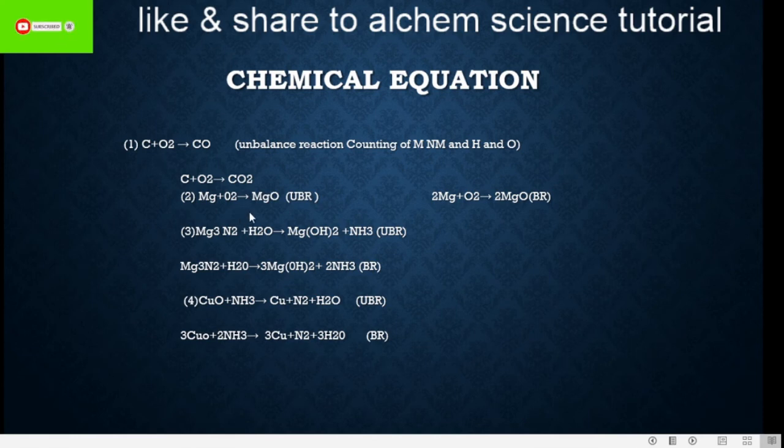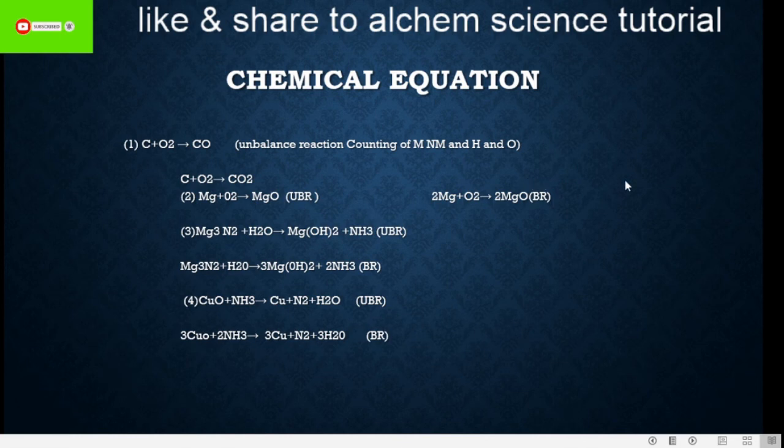Now balance this reaction. First of all, count the metal here. Copper is the metal here, 1 copper is there, balanced. Then 1 oxygen here and also 1 oxygen here, and NH3, twice NH3. Now you need to make 2 NH3, which I make here. This is a balanced reaction. This was the unbalanced one, and this is the balanced one: 3CuO plus 2NH3 gives 3Cu plus N2 plus 3H2O. Now this reaction is balanced.